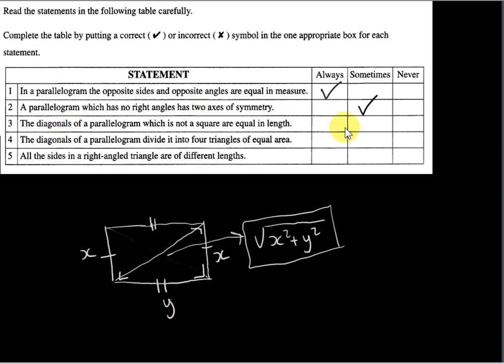So we can see that statement 3 is sometimes true. It's true for the case of a parallelogram that is a rectangle. Of course, we don't want this rectangle to be a square, because in this statement we see that the parallelogram must not be a square. So we have to make x and y sides of different length. So statement 3 is true for the case of a rectangle that is not a square. A rectangle is, of course, a parallelogram.